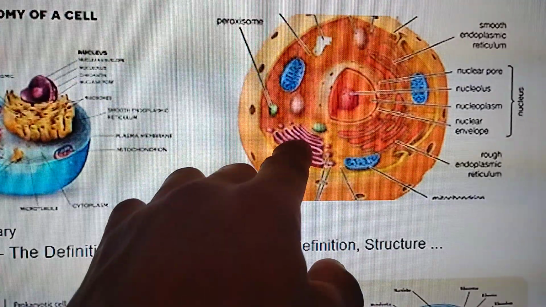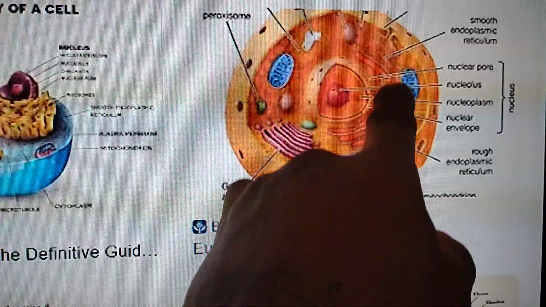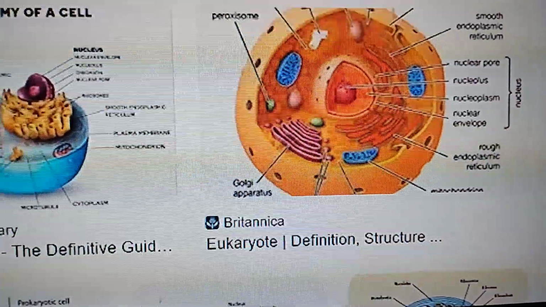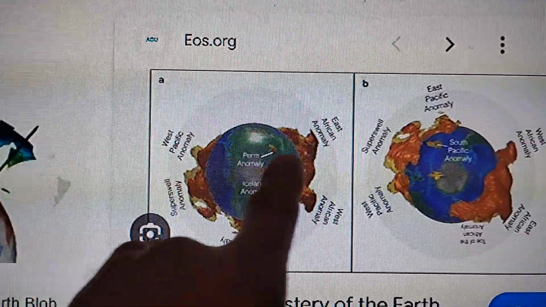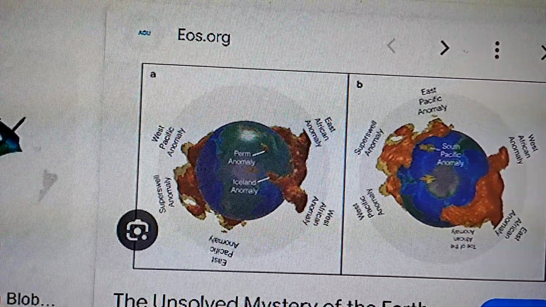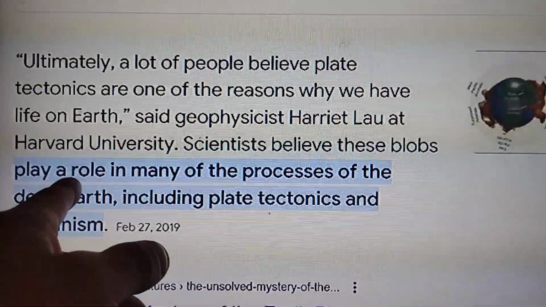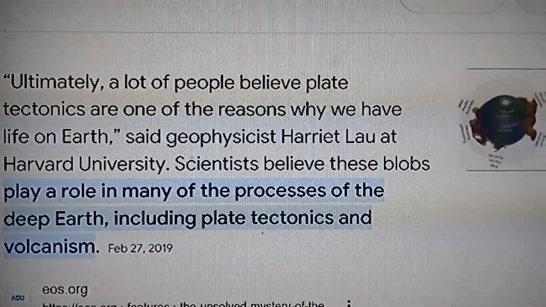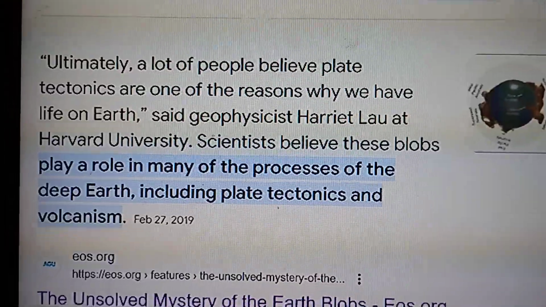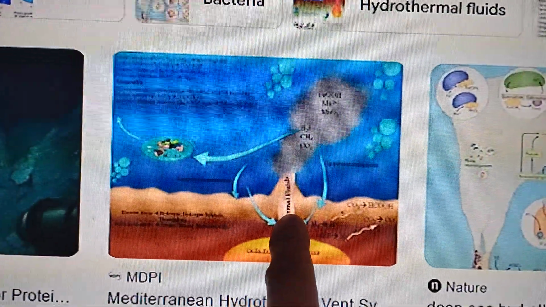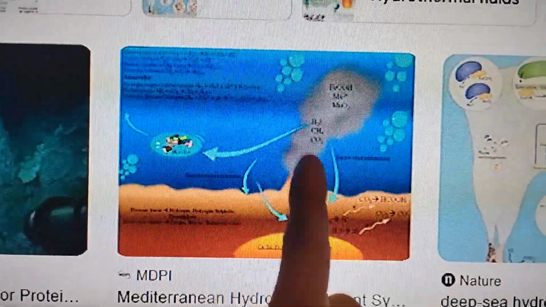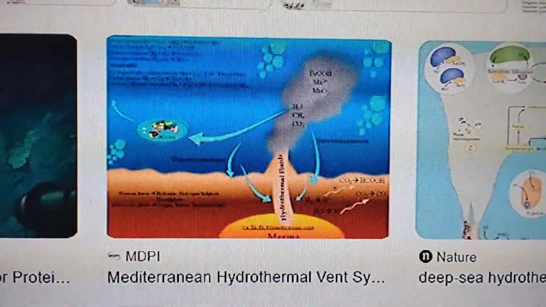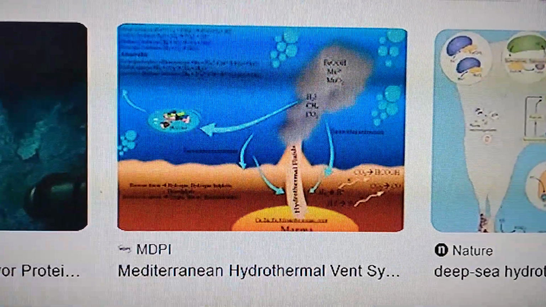The Golgi apparatus and the rough endoplasmic reticulum here, and the smooth endoplasmic reticulum. So you have your endoplasmic reticulum here and your Golgi apparatus. Personally, I believe this is analogous to Earth's blobs. And what do Earth's blobs do? Well, they play a role in many processes in the deep Earth, including plate tectonics and volcanism. Obviously. But I'm willing to bet, since this is a mud hydrothermal vent sporting or ejecting material, that this is the protein synthesis, and this helps synthesize proteins and transport them to the surface.